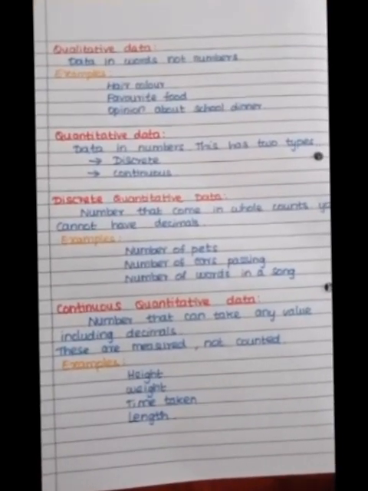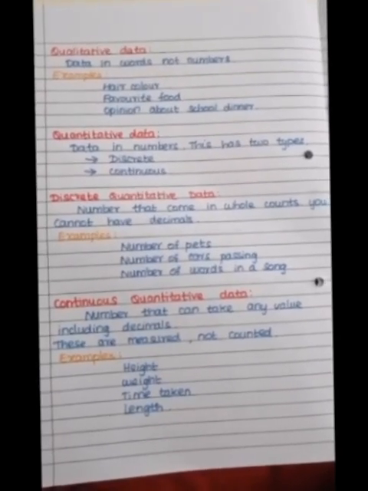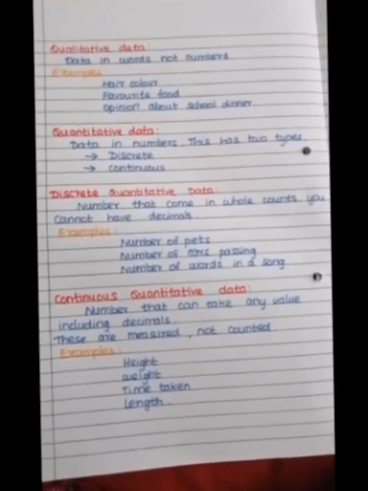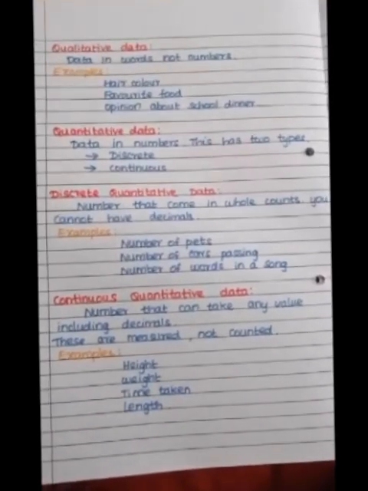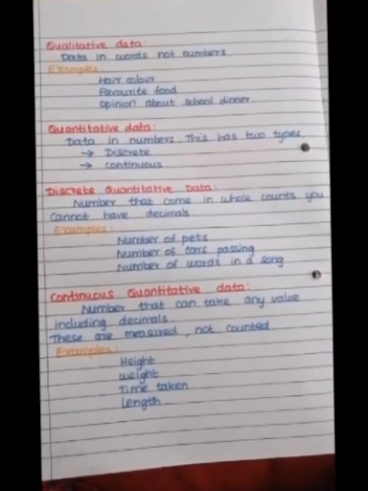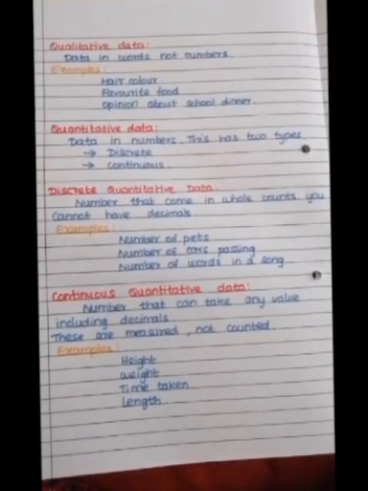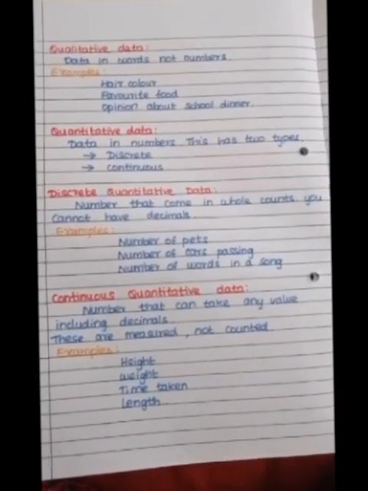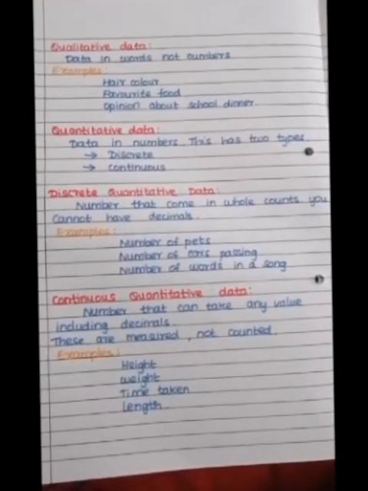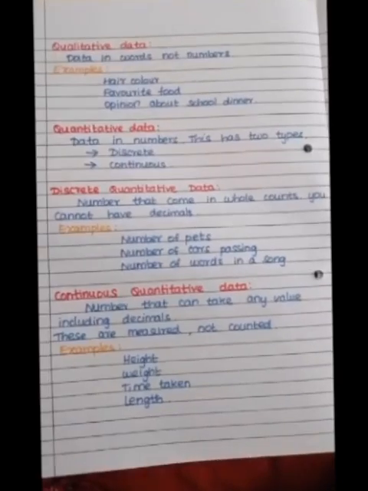Okay, next we are going to see qualitative data. Data in words, not numbers. It comes in words, not in a number. For example, hair color, favorite food, opinion about the school dinner. How about your school dinner? If someone asks, you will say good, nice, best. For your opinion, you are saying it in words. That is called qualitative data.